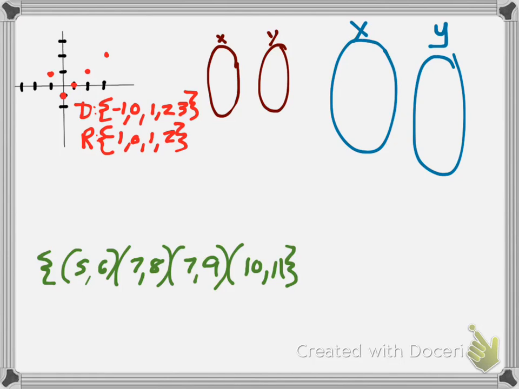If I'm looking at this and trying to figure out whether it's a function or not, I can draw a series of vertical lines wherever there's a point. And if any of those vertical lines hit 2 points, it's not a function. So at each of those vertical lines, my graph hits exactly once. That's why this one's a function.